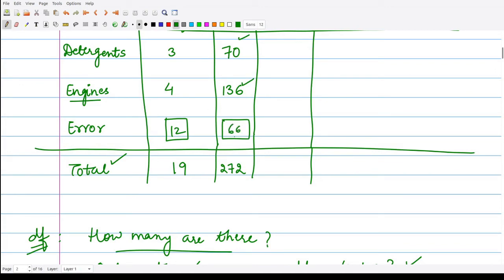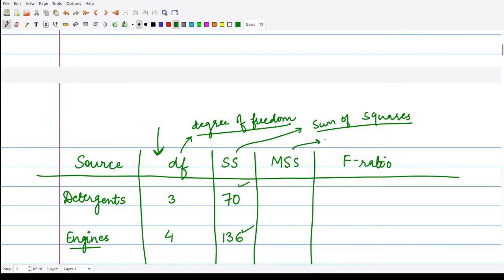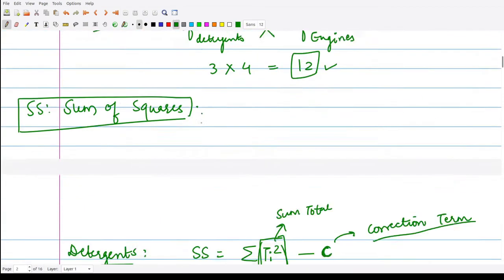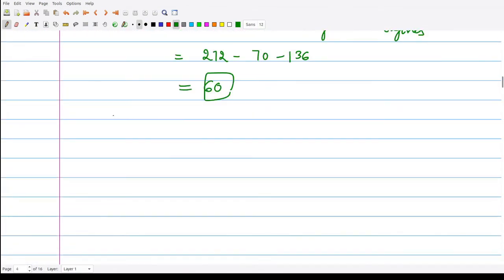Okay. Once you have this sum of square, next you will calculate mean sum of square. Let me write here the formula. Mean sum of square is calculated for each term when you divide the SS by the corresponding degree of freedom. So this is the formula.